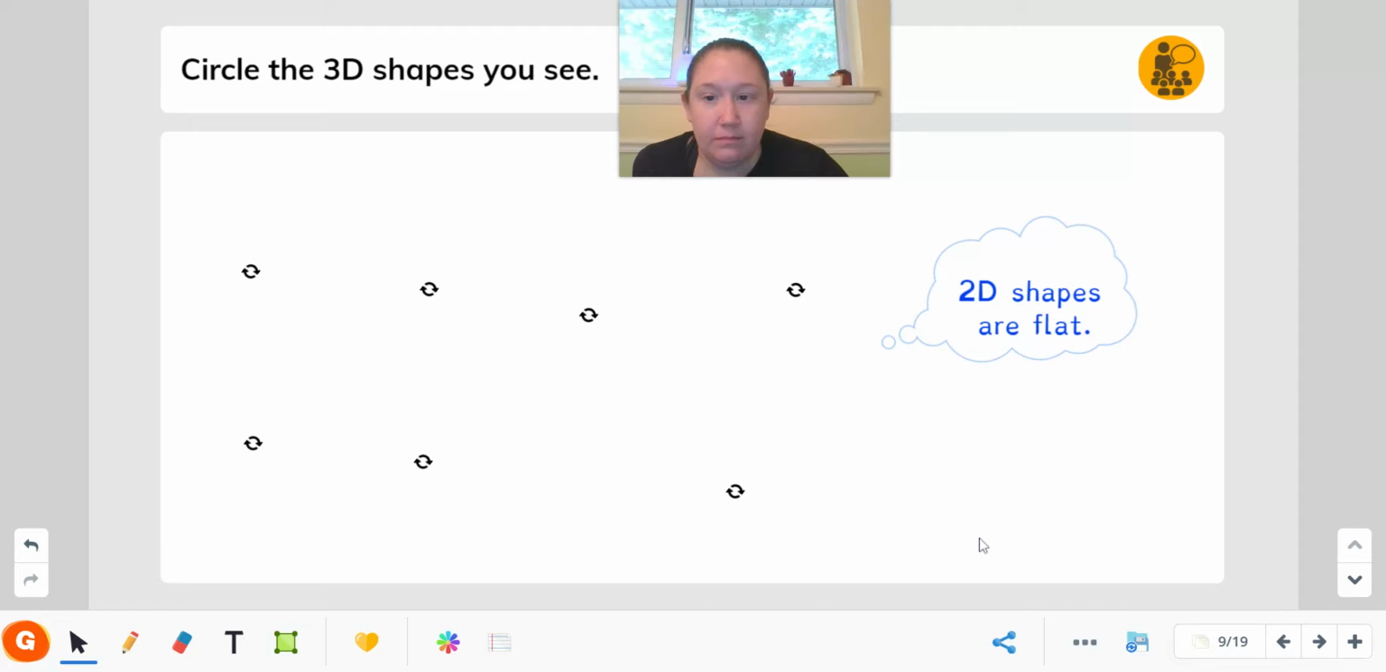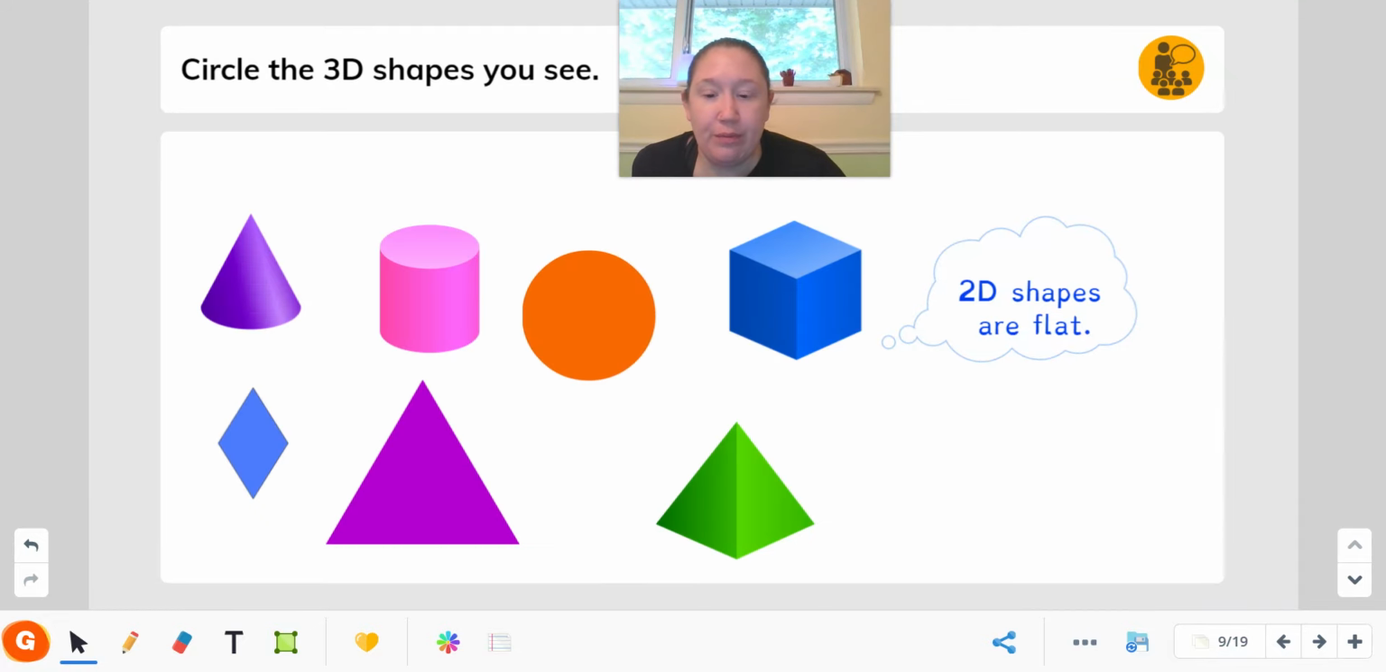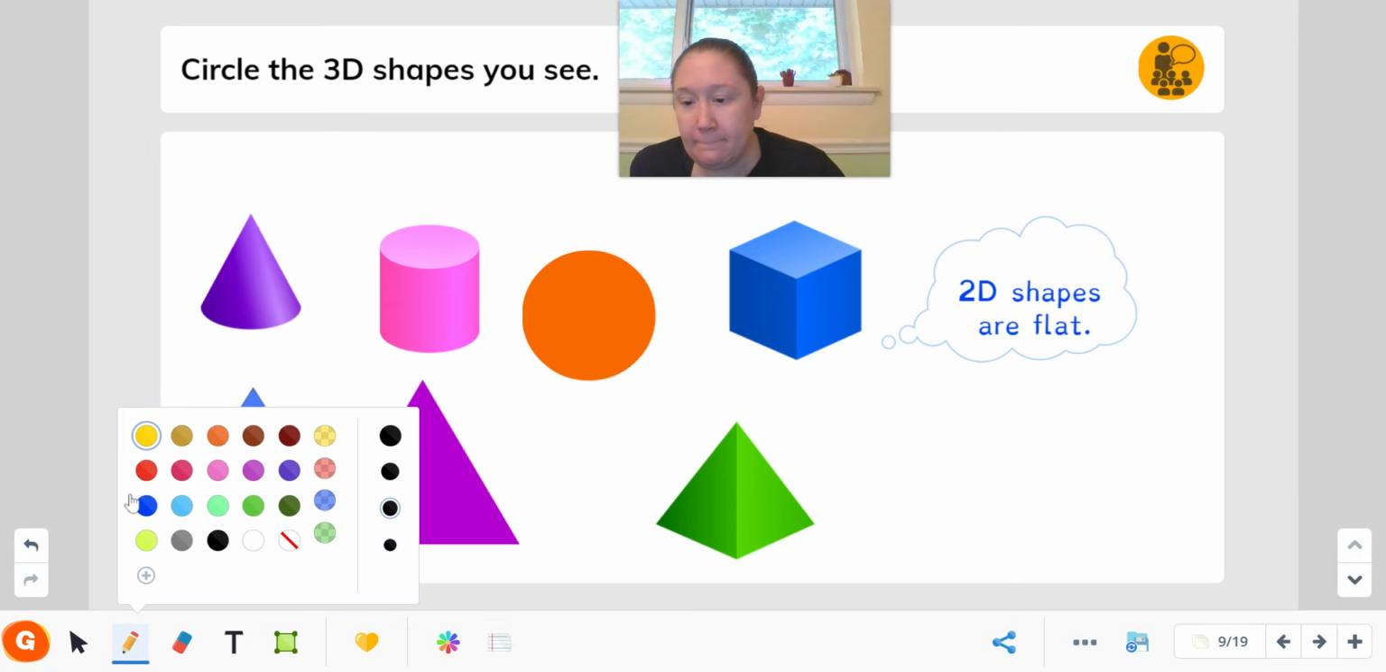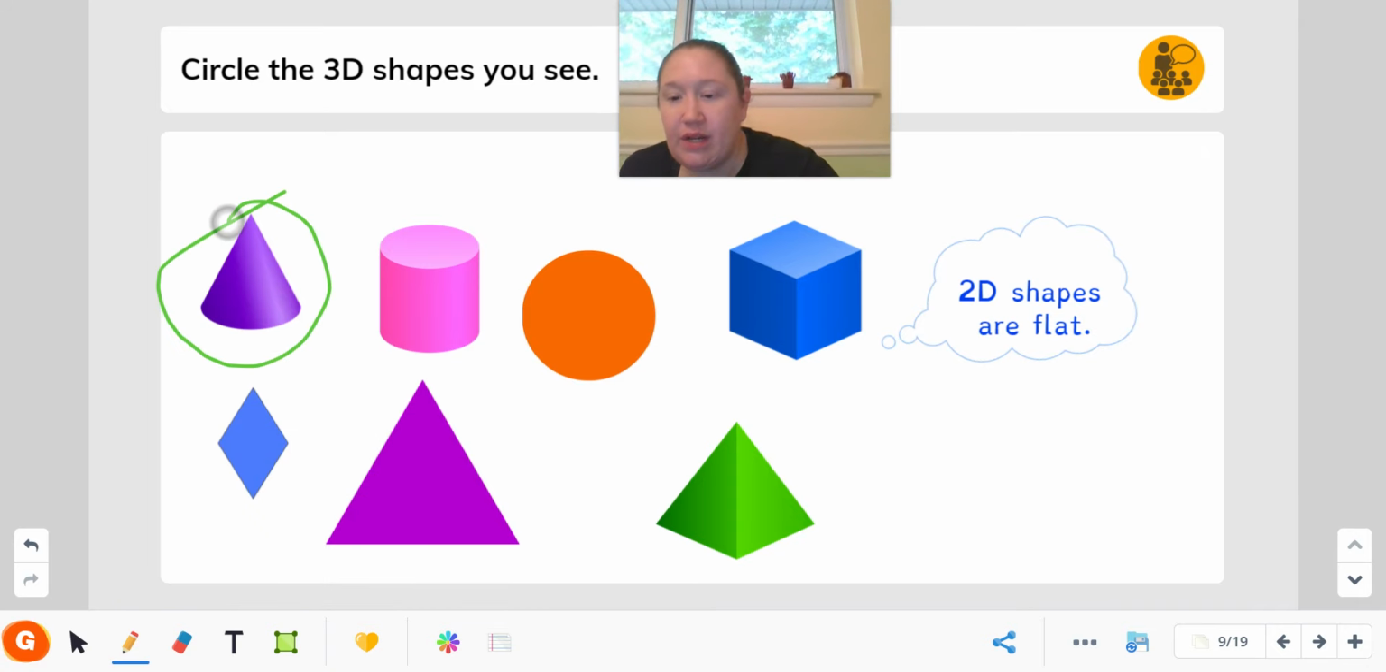Okay, we are going to circle the 3D shapes that we see. So I'm going to give you guys a minute. I want you to look and see what 3D shapes you can find. Okay, 3D shapes. This first one looks like that party hat. It looks like it's popping out of the screen, so that's a 3D shape. This next one right here, this looks like a cylinder. That's a 3D shape.